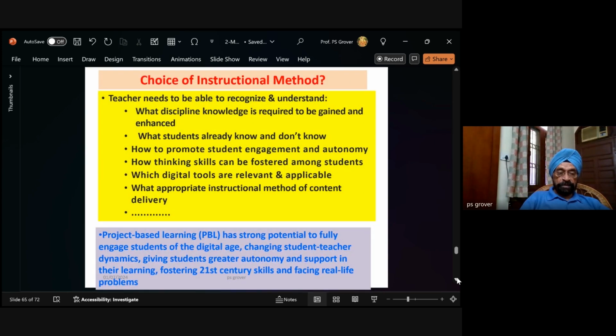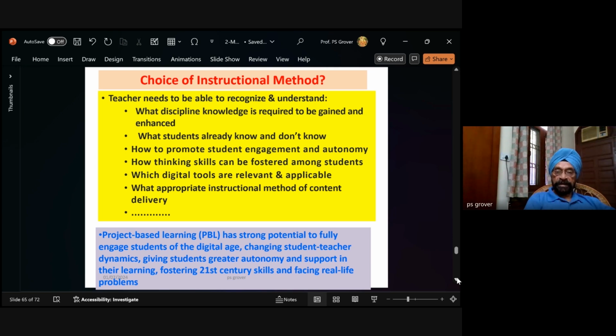So how do we choose an instructional method? The teacher needs to be able to recognize and understand what discipline knowledge is required to be gained and enhanced, what students already know and don't know, how to promote student engagement and autonomy, how thinking skills can be fostered among students, which digital tools are relevant and applicable, and so on. So project-based learning has strong potential to fully engage students in the digital age, changing student-teacher dynamics, giving students greater autonomy and supporting their learning, fostering 21st century skills, and we will discuss fostering higher order thinking skills in another session.